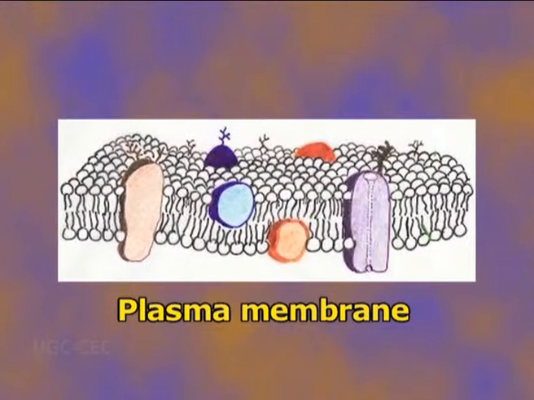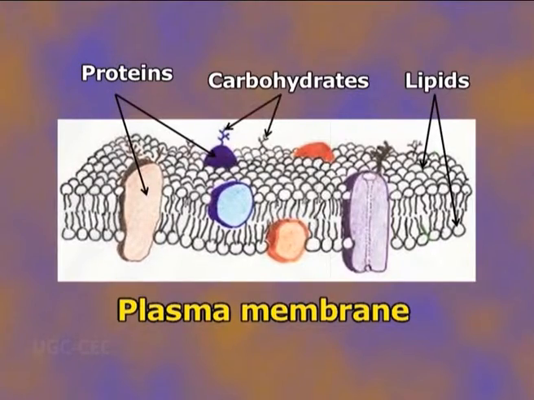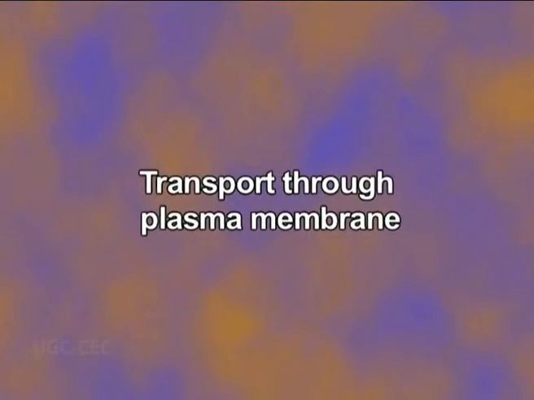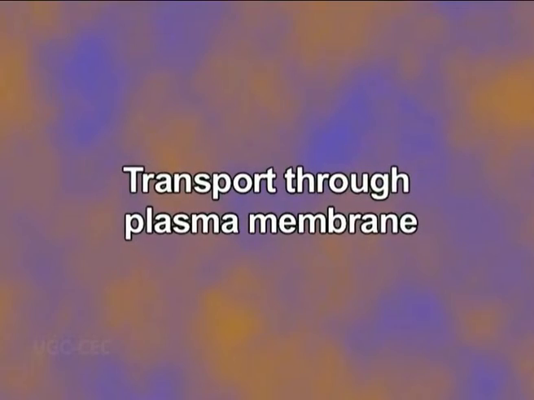In recent years, our understanding of membranes and how they work has progressed rapidly. We now know that all biological membranes broadly have rather similar structure and function, whether they are plasma membrane or internal membranes of cellular organelles. The dry weight of all biological membranes consists of lipids, proteins and carbohydrates. The actual kinds and proportions of these molecules present depend upon the membrane, its location and function. Now we will study transport through plasma membrane.